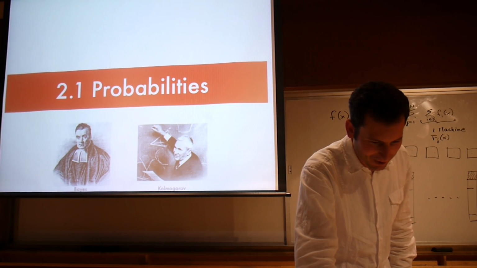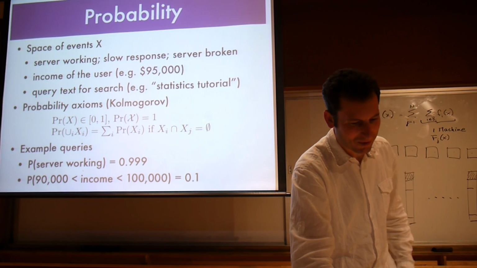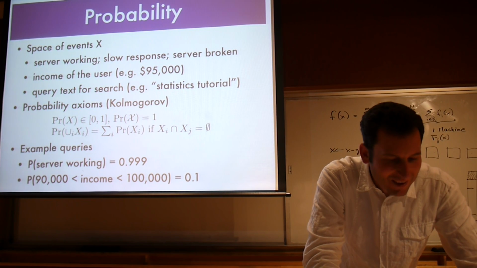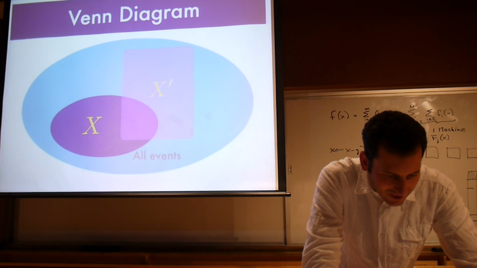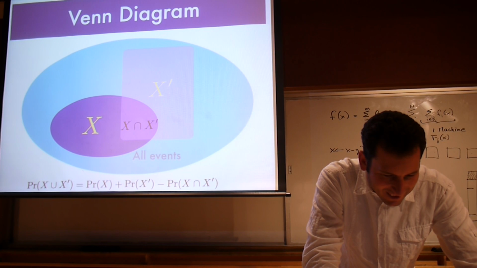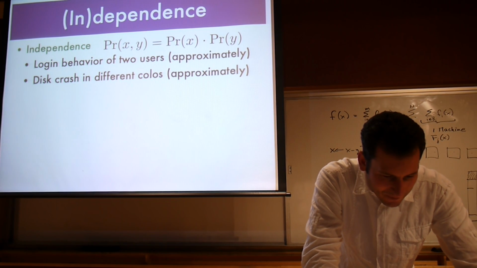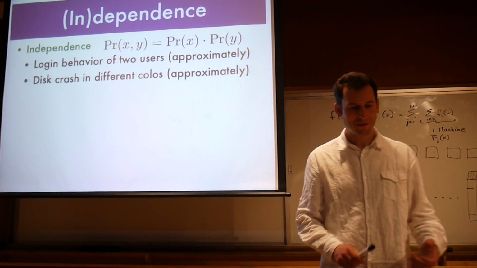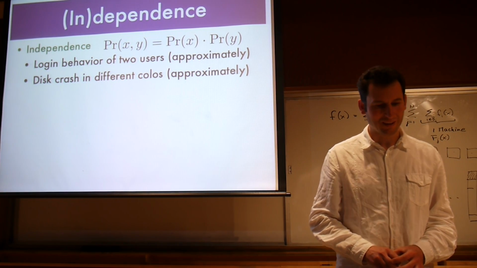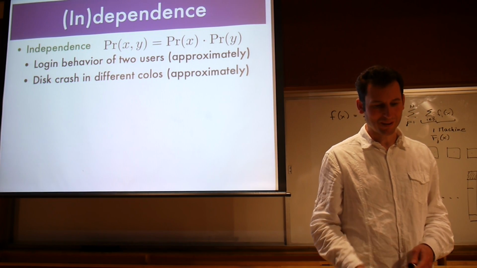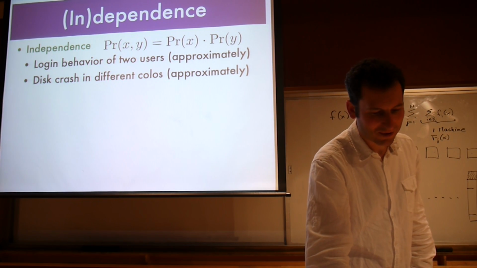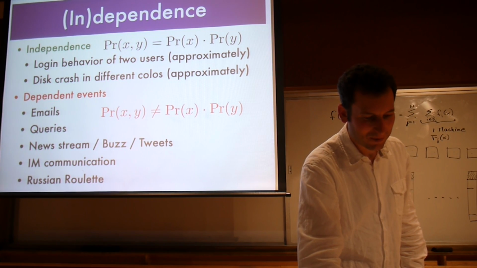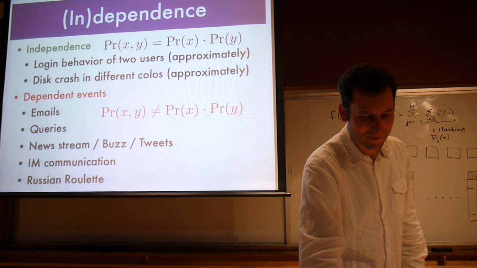Right. So we'll start with very basic probability theory, and I think I can pretty much skip over that. Everybody here knows it, I think. So you get the joint events. Now, this is where I think it gets a little bit more interesting. You might have dependent random variables or not so much. Like the login behavior of two users might be approximately independent, or crashes in different colos might be approximately independent. But in a lot of things, things are dependent, and that's actually a good thing, right?